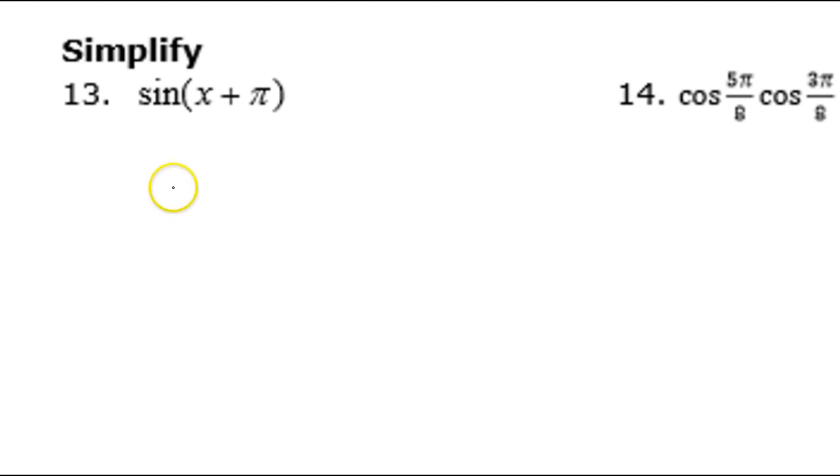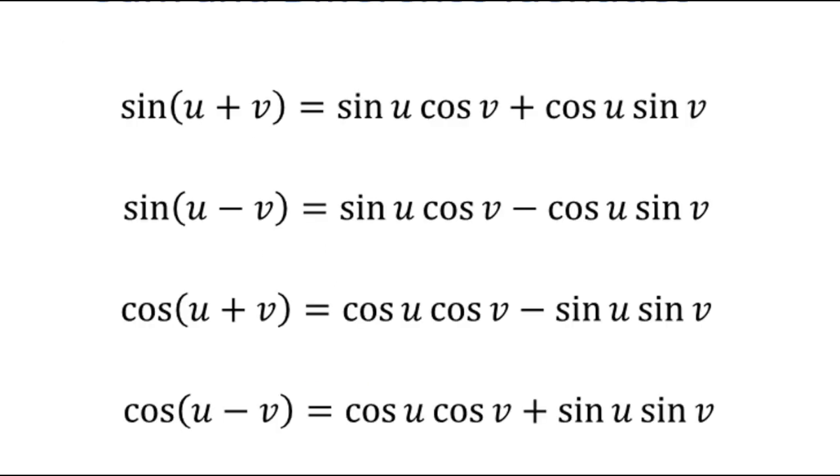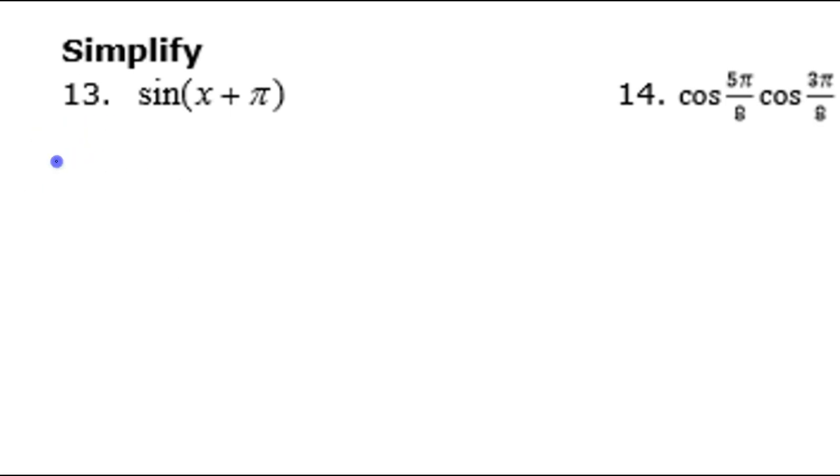Now let's turn our attention to the angle sum and difference formulas. So the sine of something plus something is just sine cosine plus cosine sine. So this is going to be sine x cosine pi plus cosine x sine pi.